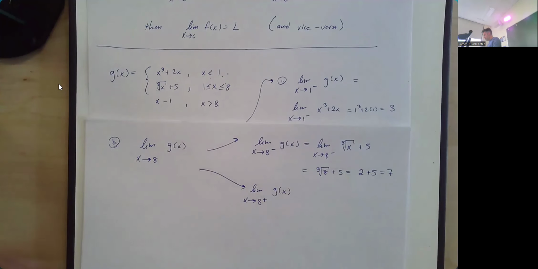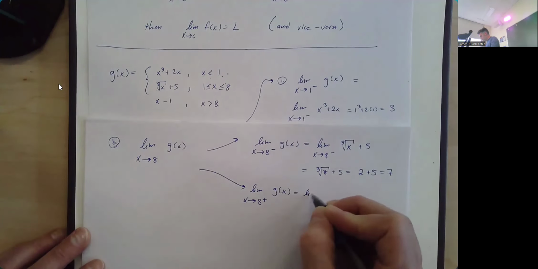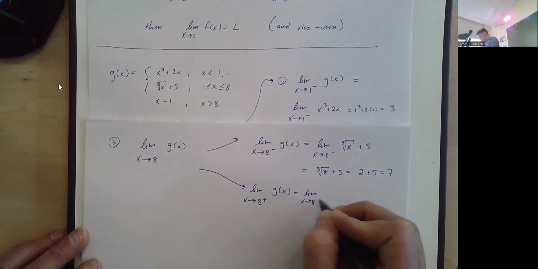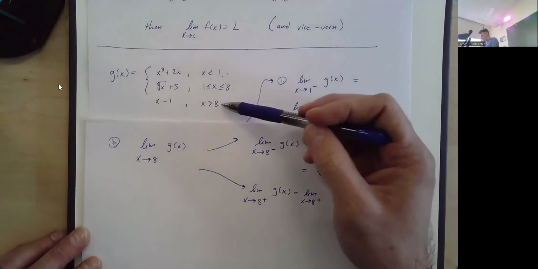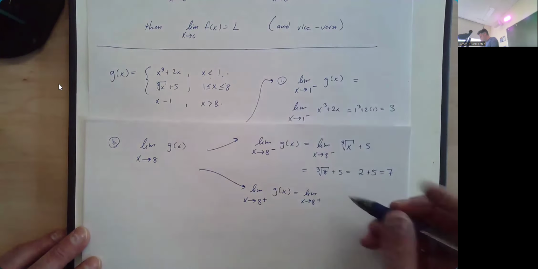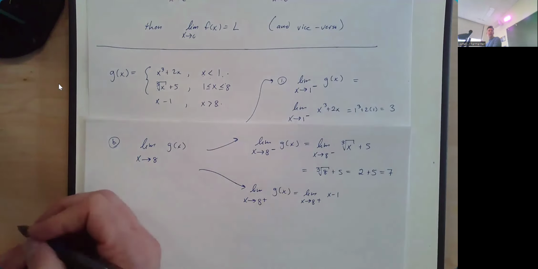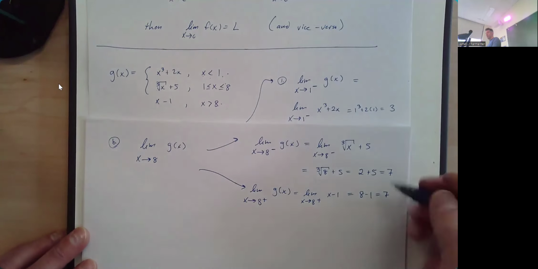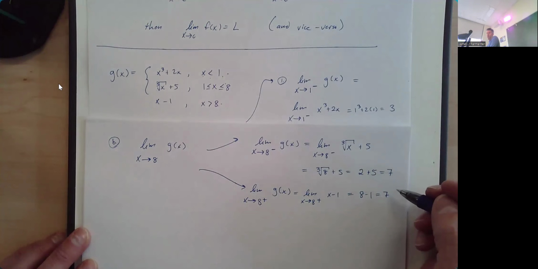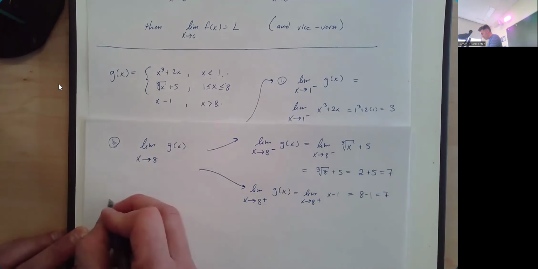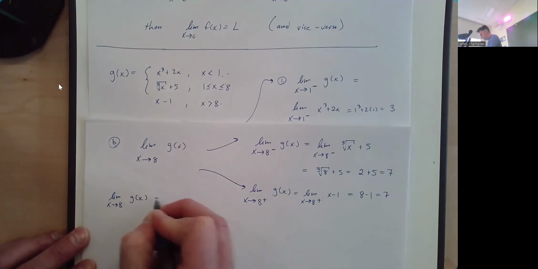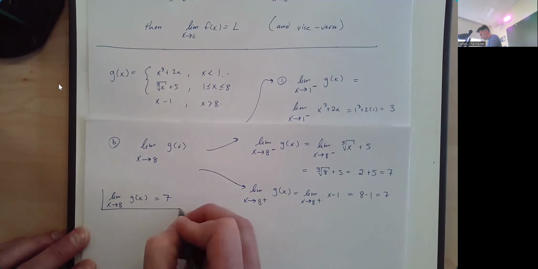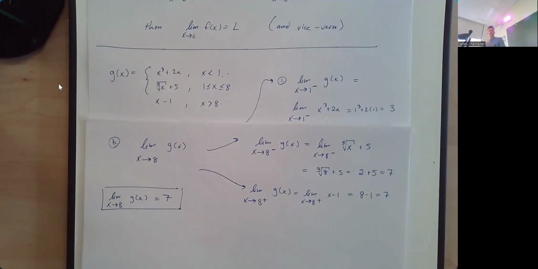On the other side, we have the limit as x approaches 8 from the right-hand side. And now the piece we want to use is the piece when x is larger than 8, which is when g of x is equal to x minus 1. If we plug in 8, we get 8 minus 1, which is 7. And since those two limits are the same value, the limit from the right and the limit from the left, we can say that the limit as x approaches 8 of g of x is equal to 7. It exists.